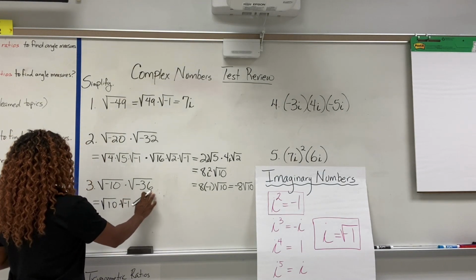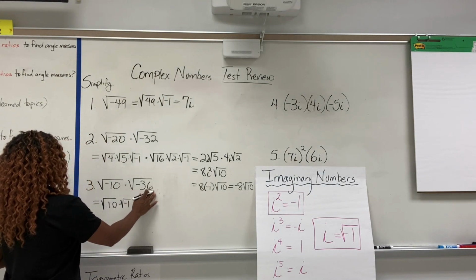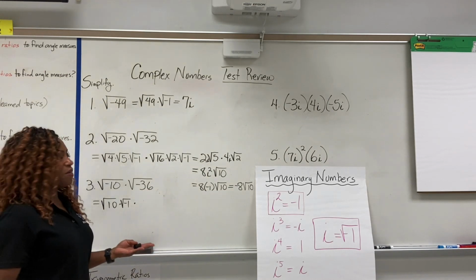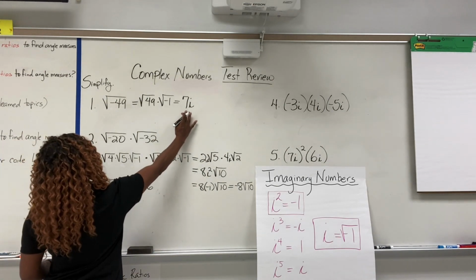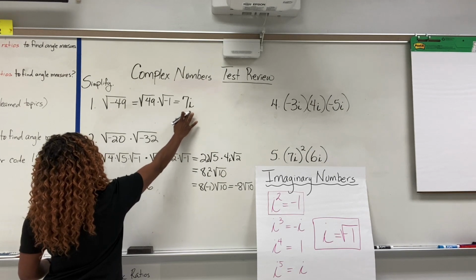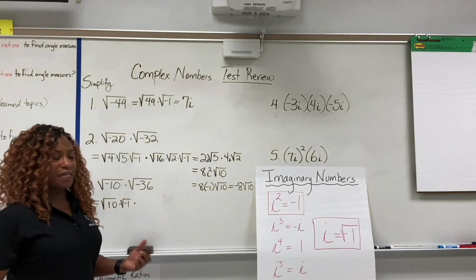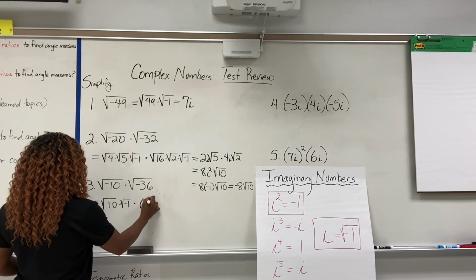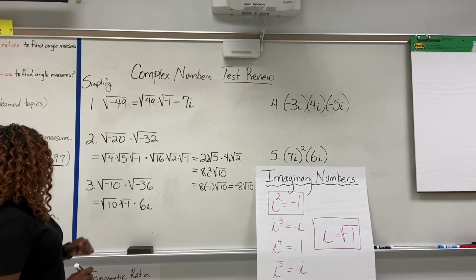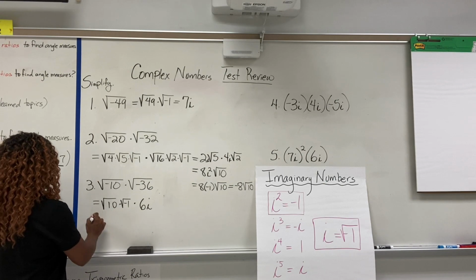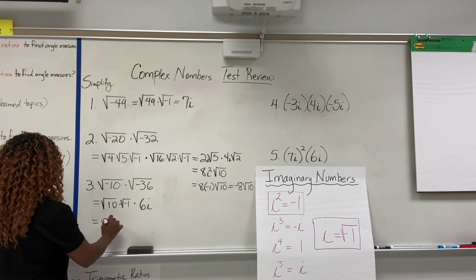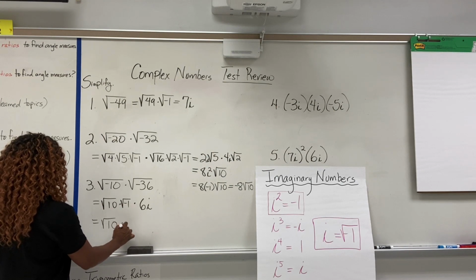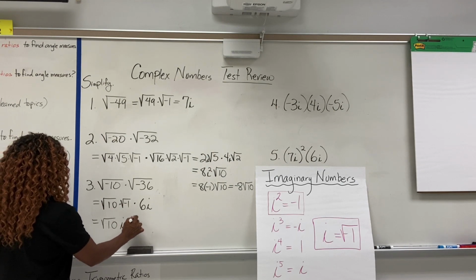Times, here's a perfect square, isn't it? The square root of 36 is 6. But then I've got to do similar to what I did here and account for that negative by using my imaginary i. So I'm going to go ahead and call this 6i. All right, so what I've ended up with here is the square root of 10, and then there's this value that gives me i times 6i.